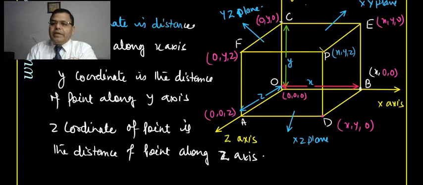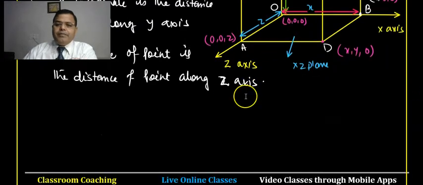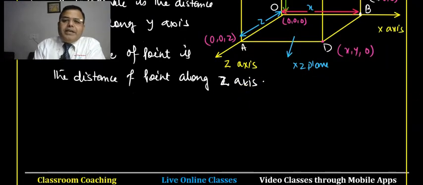So there are 8 points here, and the coordinates of all these 8 points are being described, and these 8 points lie in 8 different octants. I hope you understand it. But what is the important point here that you need to remember? That on the x-axis, the y and z coordinates are 0.